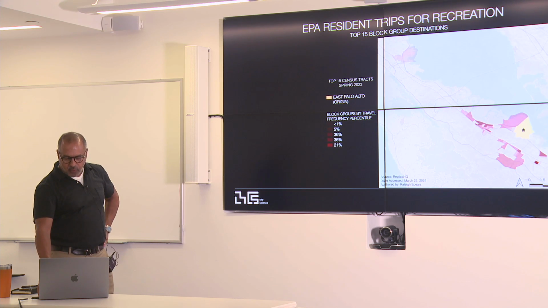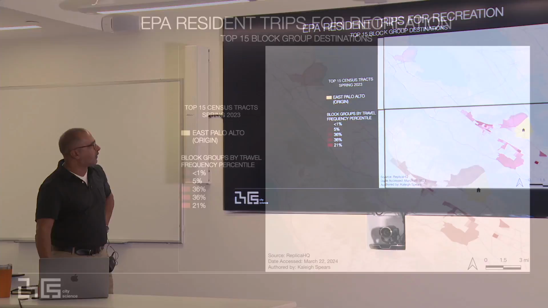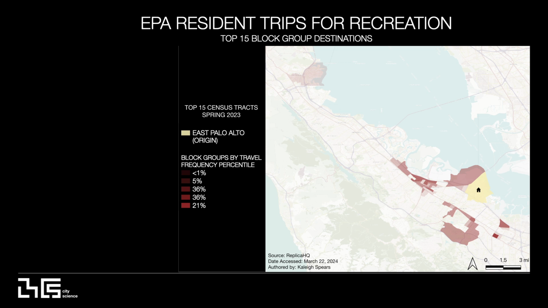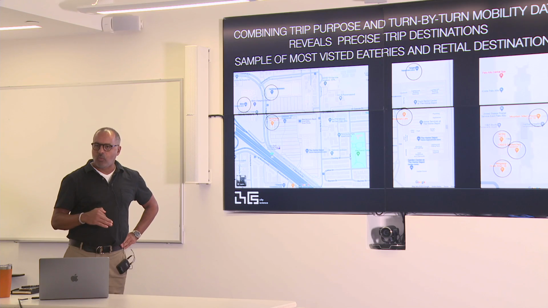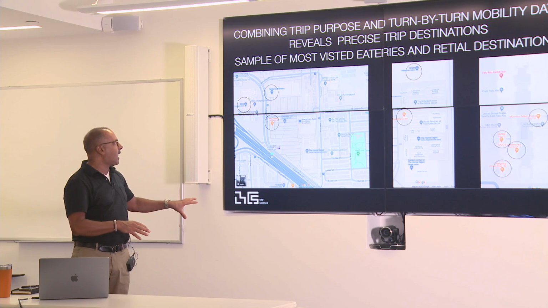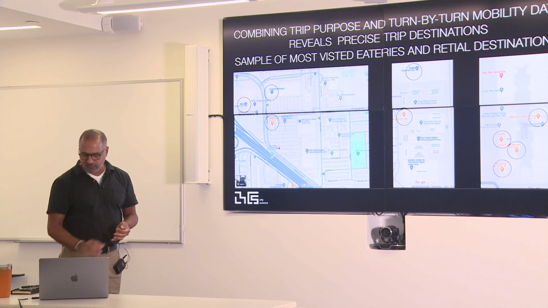And so on and so forth for different trip purposes, recreation, same thing. And then we started to look at what are the POIs that are located in those areas, so we can start developing a profile of what the amenities and services were needed by the community of East Palo Alto for daily needs.